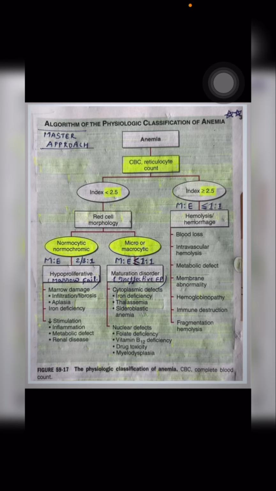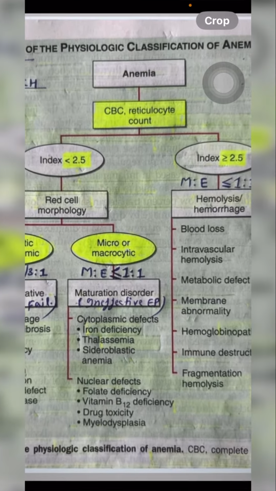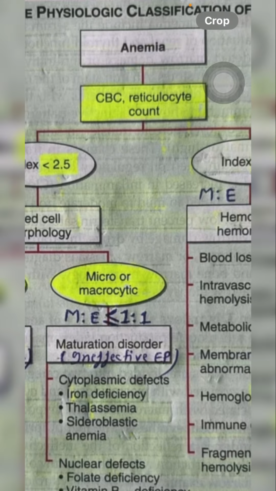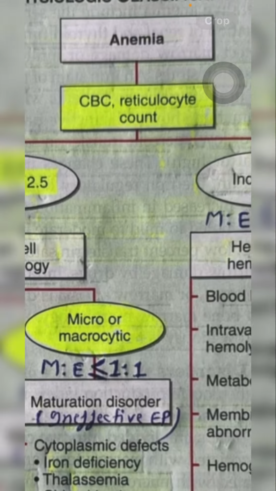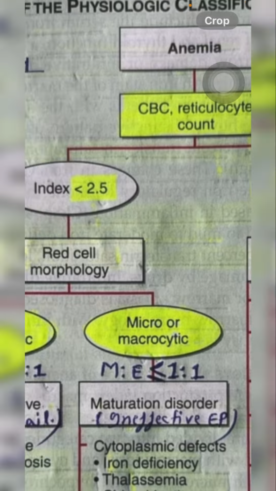Let us discuss the physiologic classification of anemia. So this is one Harrison table which helps us to classify anemia and get to the diagnosis very easily if you get a patient whose CBC report is showing anemia. So whenever you find a patient with anemia, you should check for two important things. One is reticulocyte count, then another is reticulocyte index.